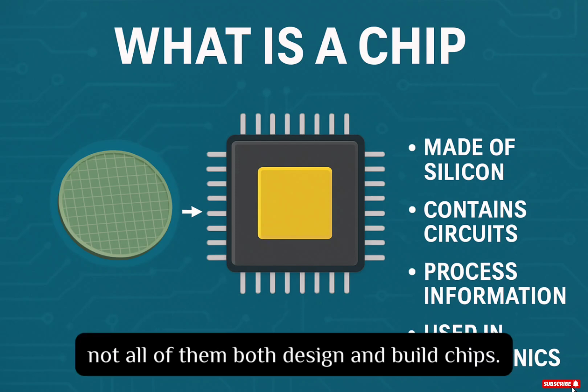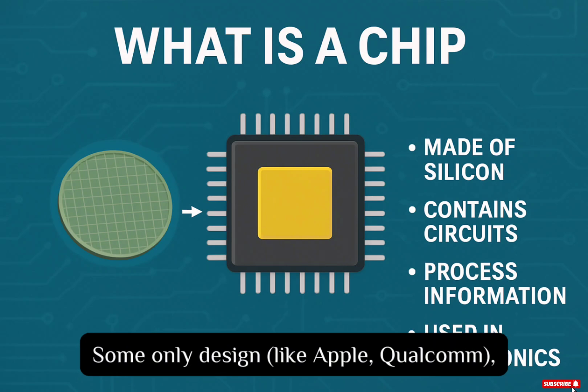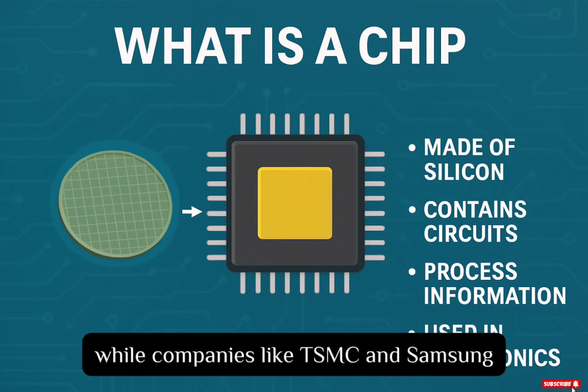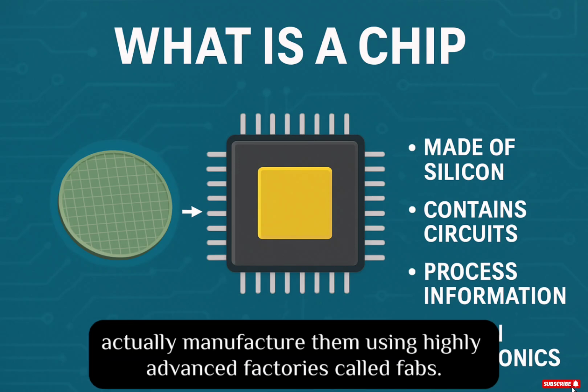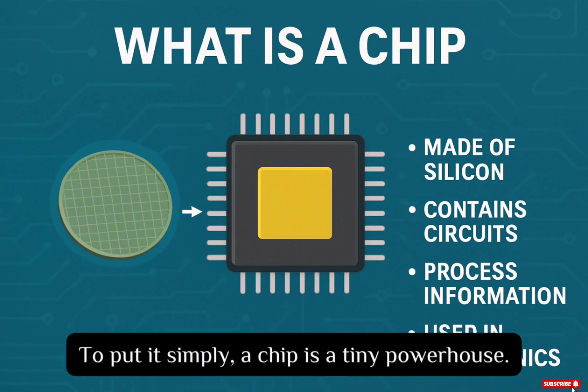Interestingly, not all of them both design and build chips. Some only design, like Apple and Qualcomm, while companies like TSMC and Samsung actually manufacture them using highly advanced factories called fabs. To put it simply, a chip is a tiny powerhouse.